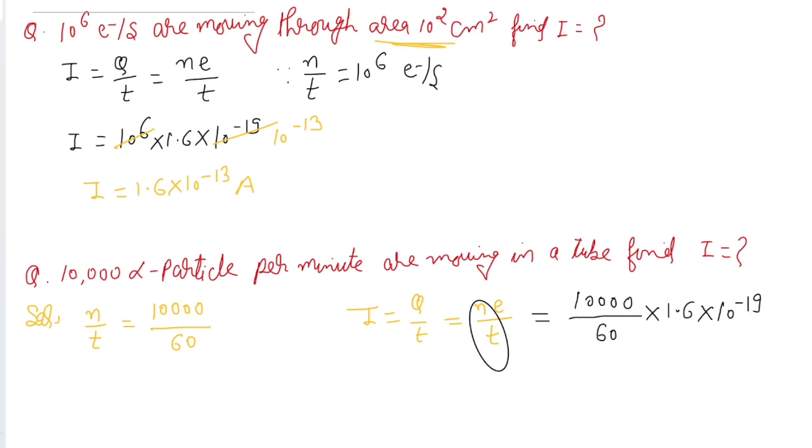When we simplify this, then we get this term cancelled. And multiplying by 16, it will be 16 by 6 into 10 raised to the power minus 17. Okay, 10 raised to the power minus 17, and now if you divide, this will be 2 point something, it comes around. And one more term you have to remember in this question: the number of alpha particles per minute.